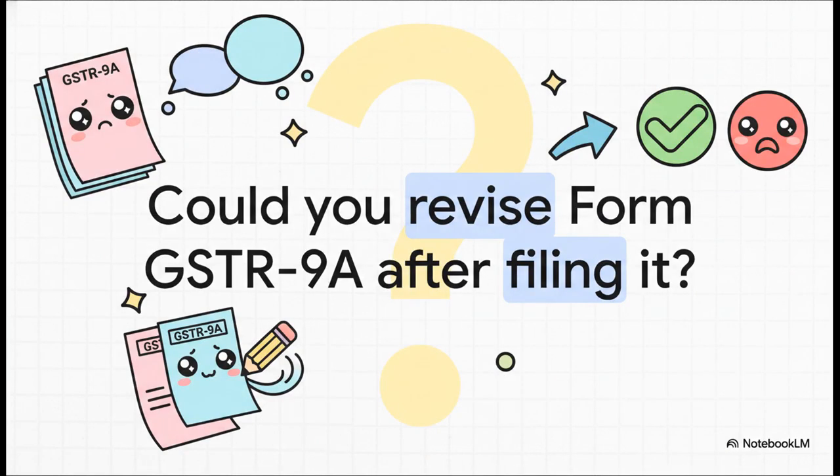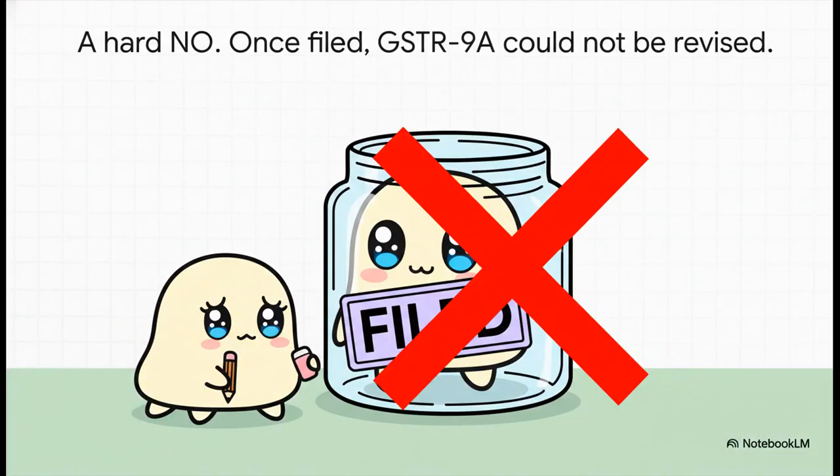But let's say you were one of the people who did file it, maybe before it became optional. What happened if you find a mistake later? Could you go back and fix it? The answer? A hard no. Once you hit that submit button on GSTR-9A, that was it. It was final. There was no edit button, no way to revise it. You had one shot to get it right.